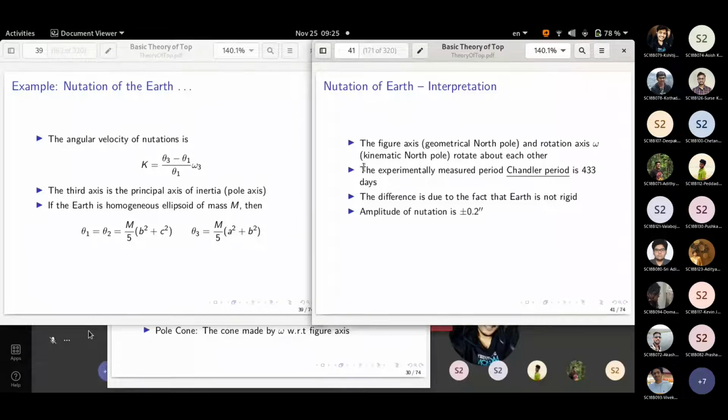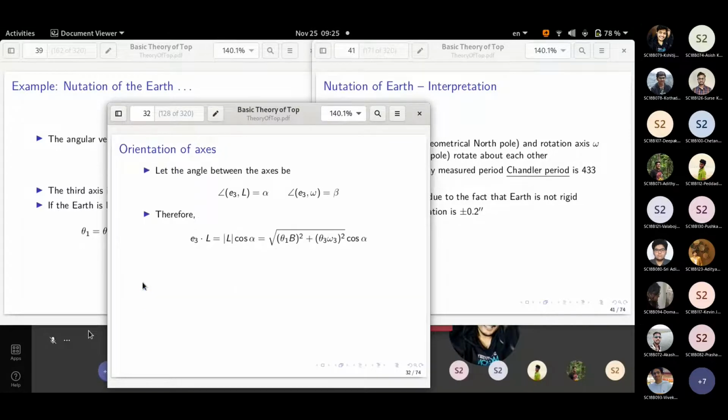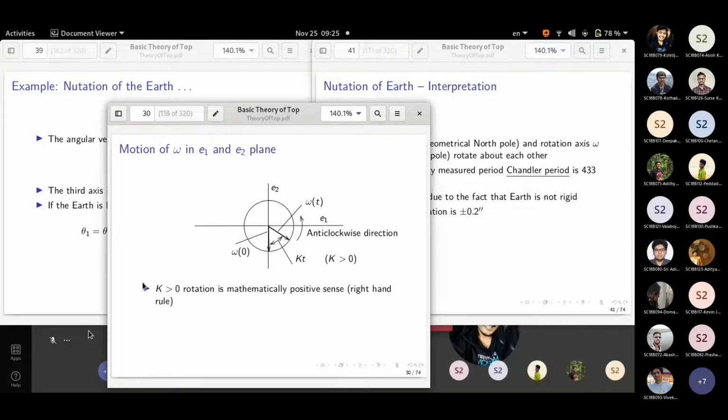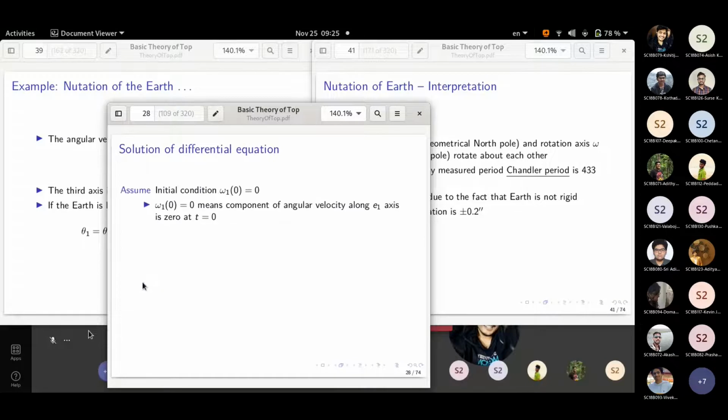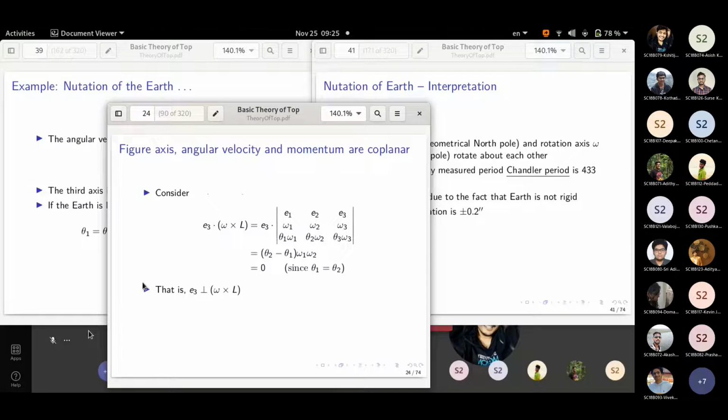This amplitude is actually extremely small. It is just plus or minus 0.2 inch. I think this is the angle made by the figure axis and omega. That means, let us go back to that figure. I think I have made some mistakes in these two slides, so I'll have to go and check this definition of nutation and precession.